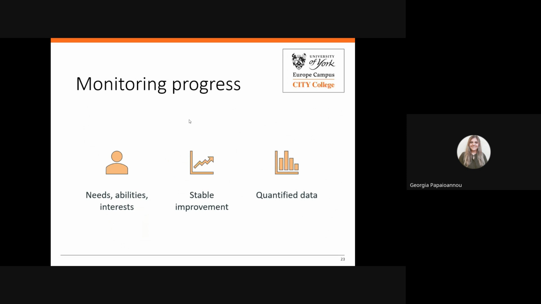During the application of the rehabilitation program we have decided to give to our patient, we took into consideration their needs, their abilities, their interests, because many of those protocol exercises can be used and adapted for each patient. We need to be sure that we observe a stable improvement of them, and we can do that by having a bit of a quantification on our data.